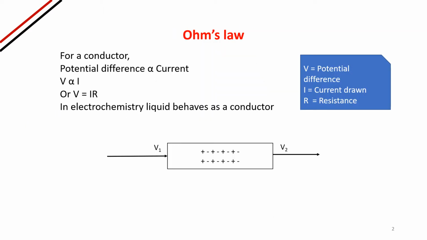Let us start the chapter with Ohm's law. It is just a recapitulation. For a conductor, potential difference is directly proportional to current. You all know about it. If V is the potential difference and I is the current drawn, then we can write V is proportional to I. Now to remove that proportionality constant, it can be written as V equals IR, where R is the resistance. In electrochemistry, liquid behaves as a conductor.